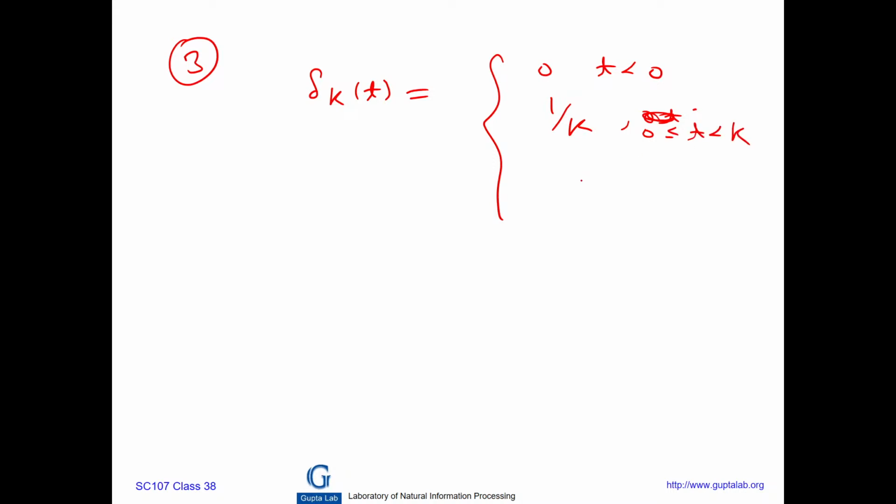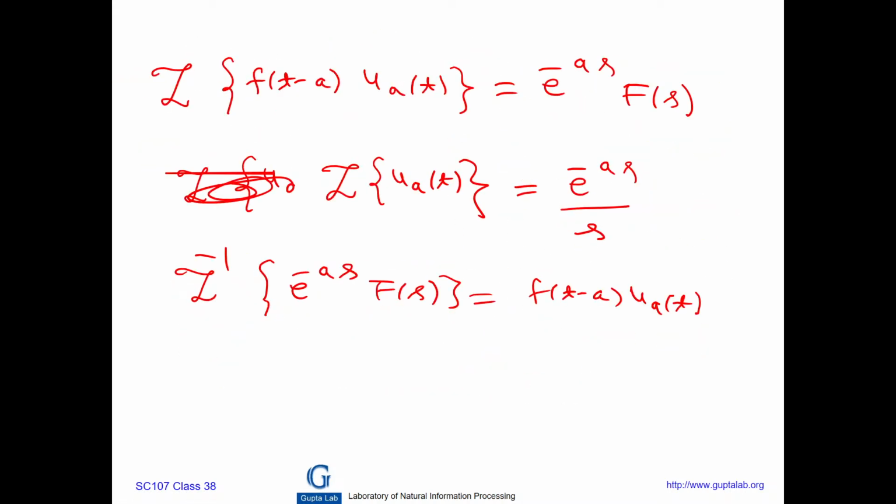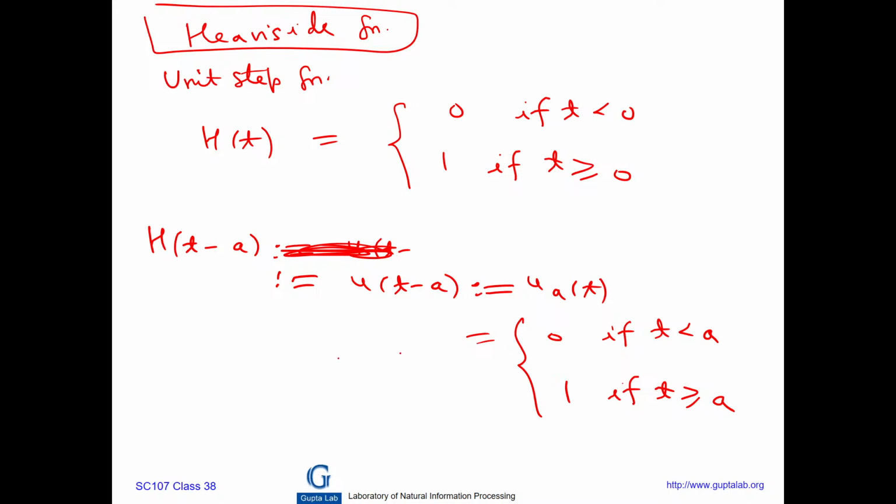I would say that suppose delta k of t is 0 for t negative, 1 by k for 0 less than t less than k, and 0 if t is greater than or equal to k. Okay. So now you can see that delta k of t can be written as 1 over k times u0 of t minus uk of t. You can see why, right? Because u0 of t and uk of t are defined like this, right? This function u0 of t from here.